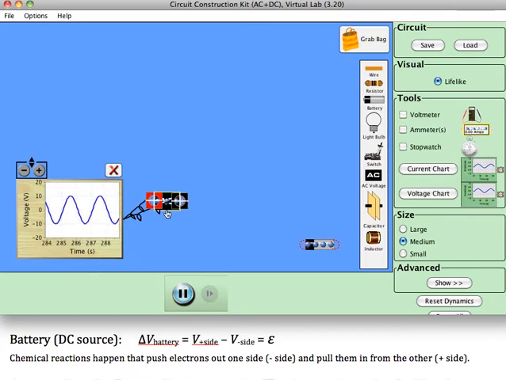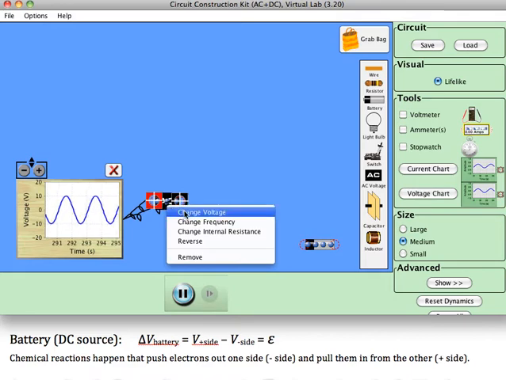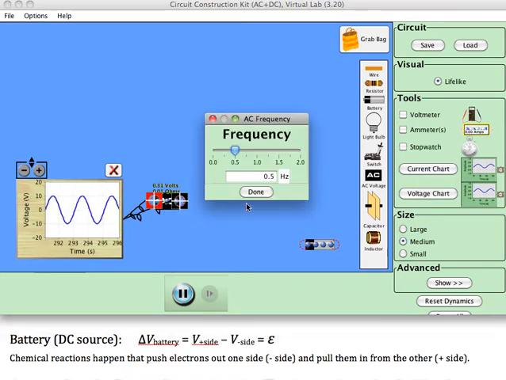We can look up the frequency, or we can change the frequency by clicking on it. This is 0.5 hertz, and we can change it to 2 hertz, so it'll go up and down faster. Higher frequencies, shorter period. We'll go back to the 0.5 that it was set at. Just leave it right there for right now.